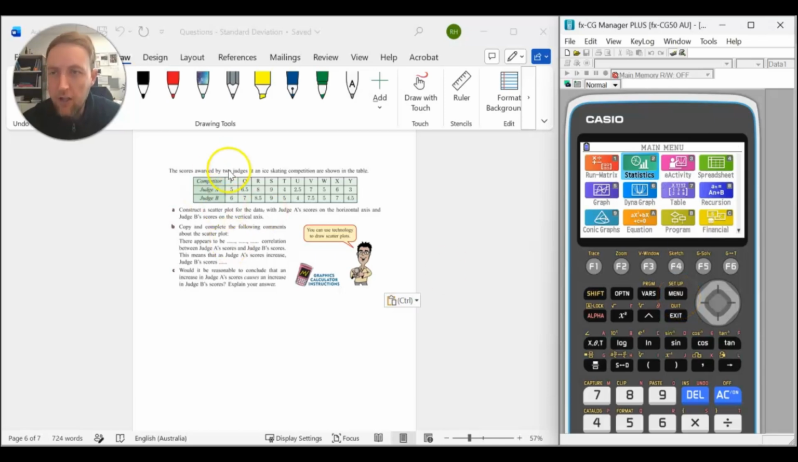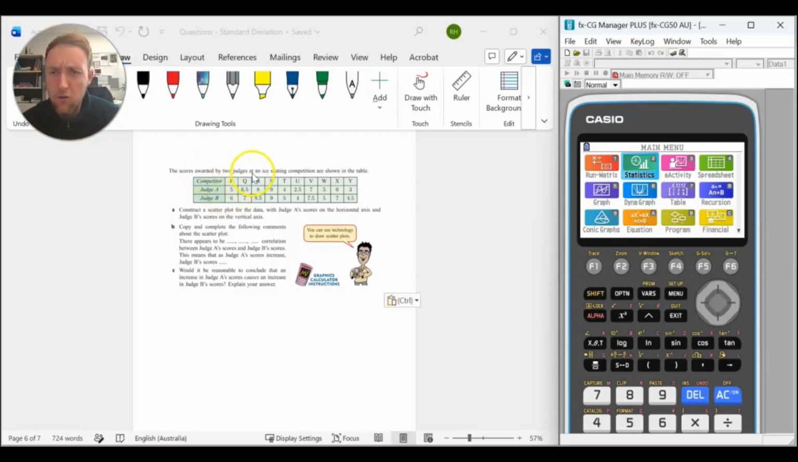Okay. So now we're going to get into how we actually make one of these with our calculators, because they are a beautiful thing, calculators, and they can do so much for us. So let's get into it. We've got a question here where I'll explain how we make our scatter plots on our calculator, because they are so powerful and do so much for us.